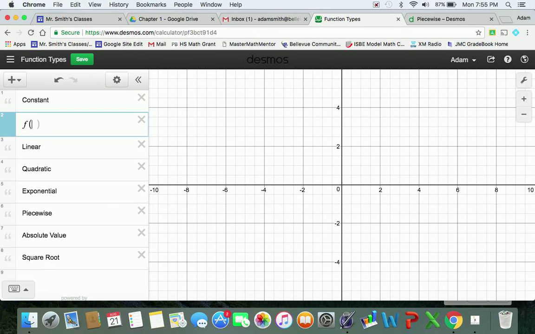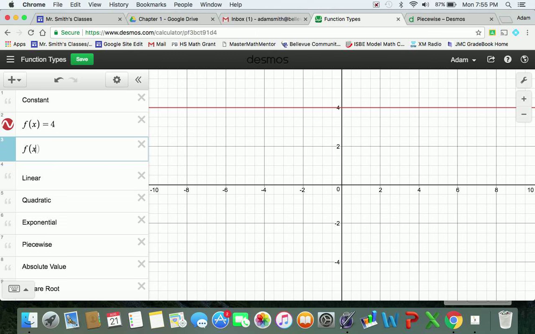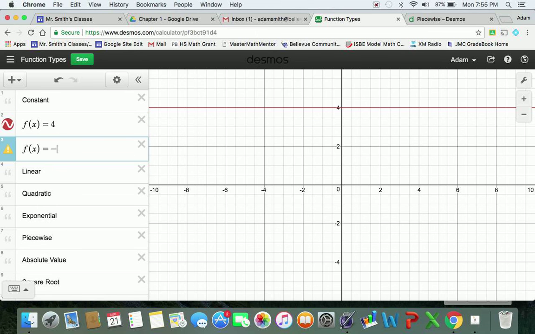So a constant function, we'll just start with f of x. Constant functions always equal to a number. So f of x equals 4, or f of x equals -3. Okay, it just makes a horizontal line. Notice, remember, f of x is always the same thing as y, so my y values on this line are all 4. My y values on this line are all -3. So that's what a constant function looks like.